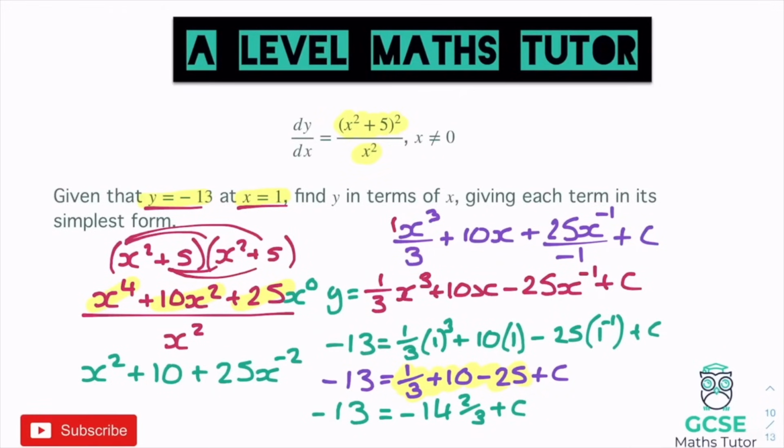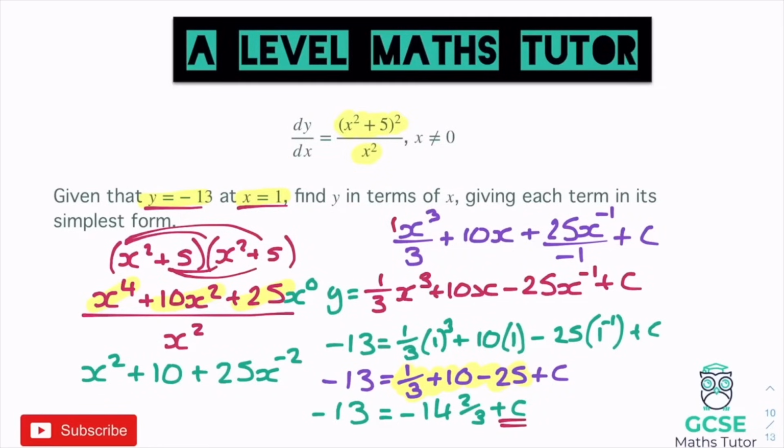How do we get from minus 14 and 2/3 to minus 13? Well, we're going to have to add in those extra 2/3 to get back to minus 14, and then add an extra 1, which is 3/3. So there's 5/3 there that we need to add for c. So our value of c is going to be 5/3.